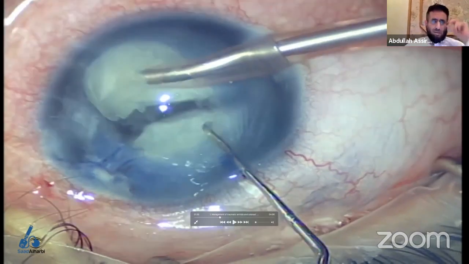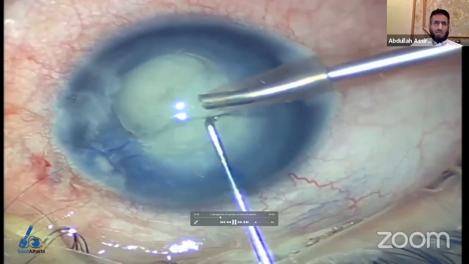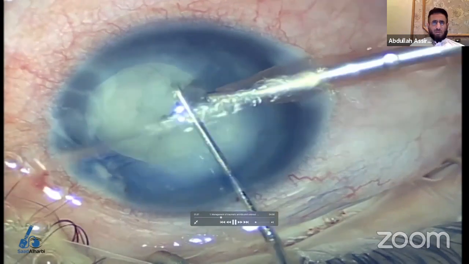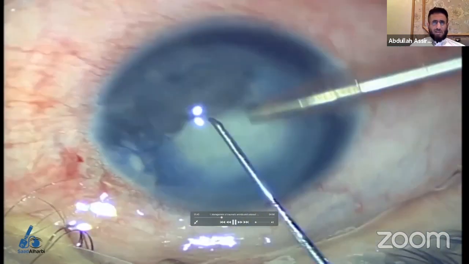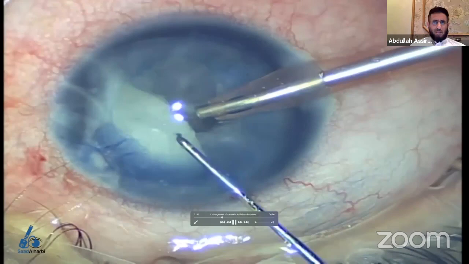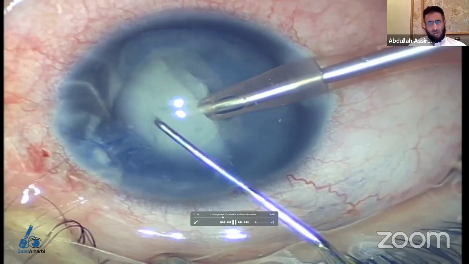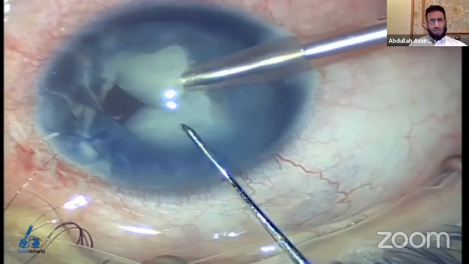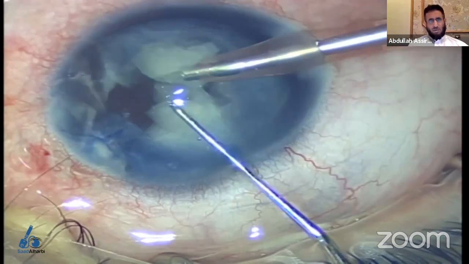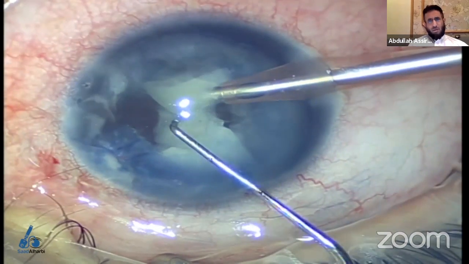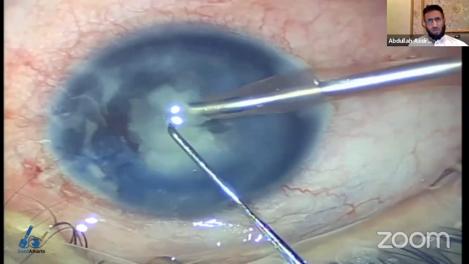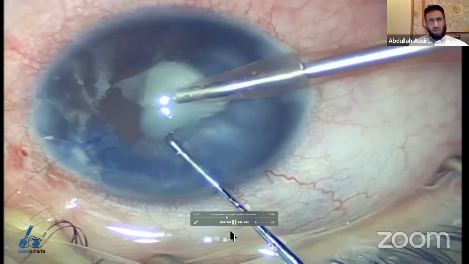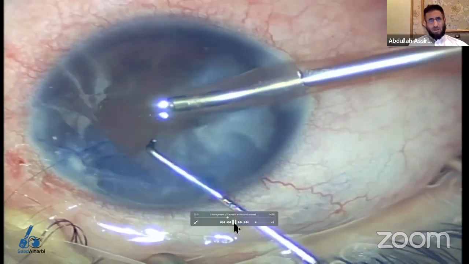Probably in this case, I would assume the lens is not that hard, so it will be aspirated easily. Maybe you don't need to do a lot of hydrodissection, maybe very gentle hydrodissection, so you avoid any possibility of extension. Some of the fluid might go posteriorly, and if there is a defect in the posterior capsule, you might cause some vitreous hydration, and this will make the anterior chamber a bit shallow.